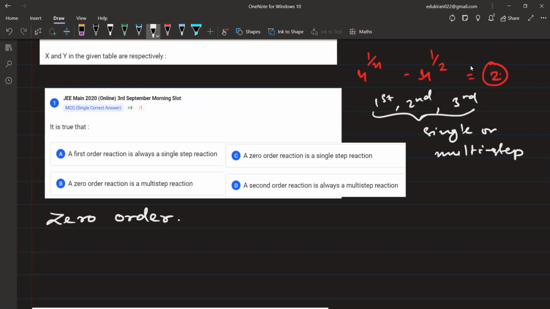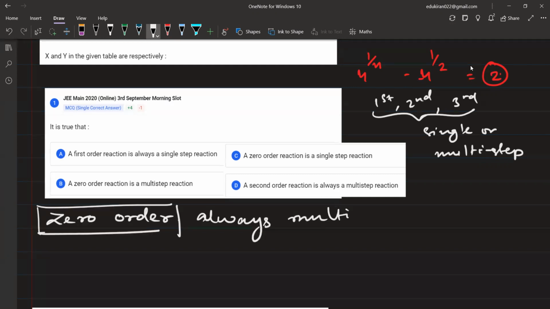Zero order कभी भी single step में हो ही नहीं सकता, because if it was in single step, then whatever the stoichiometric coefficient of the reactant is present, that is going to be the order of reaction. Okay, so zero order is always multi-step. Okay, so this is the correct option, B.